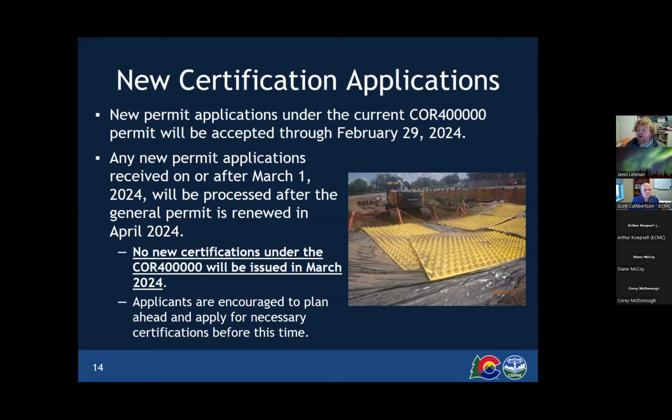However, starting March 1st and through the month of March, we won't be processing any new applications. So no new certifications under the COR 400,000 will be issued in March of 2024. So we're really encouraging folks to plan ahead. If you know you're going to be starting a new site in March of 2024, apply in February or earlier. Get that permit earlier so that you have coverage during the month of March.